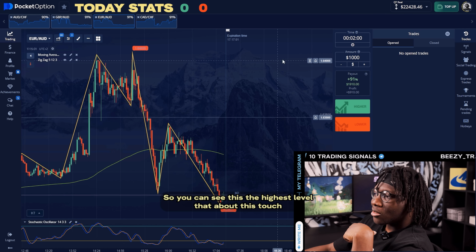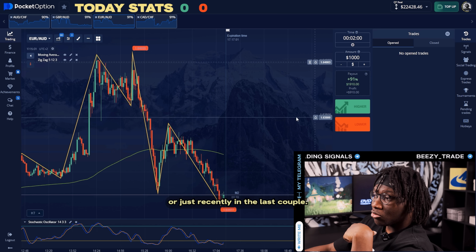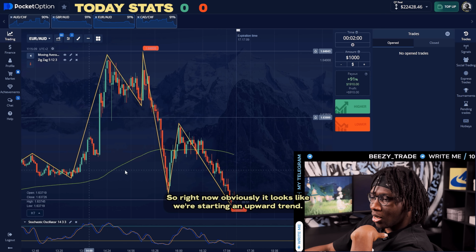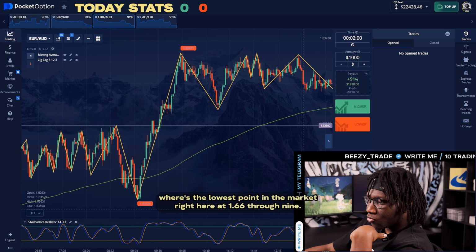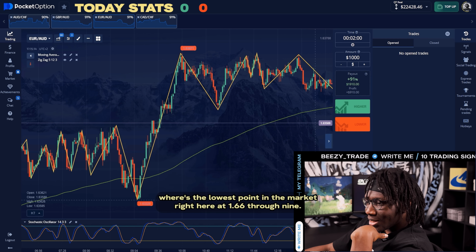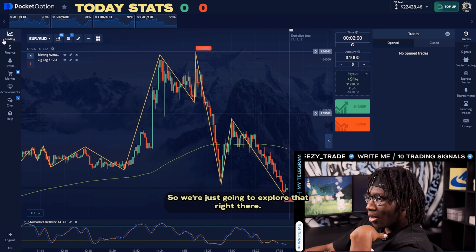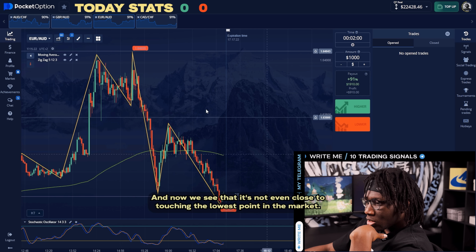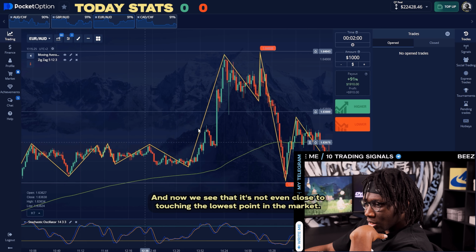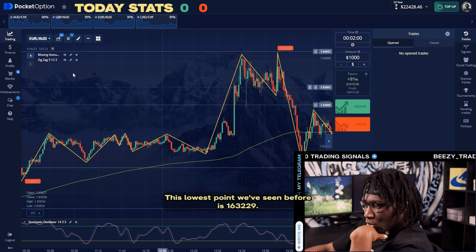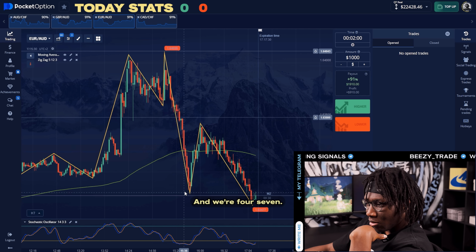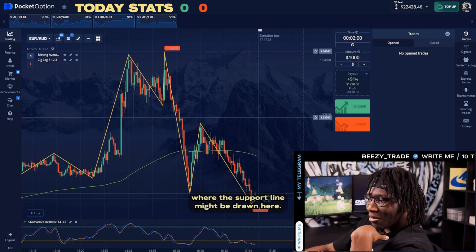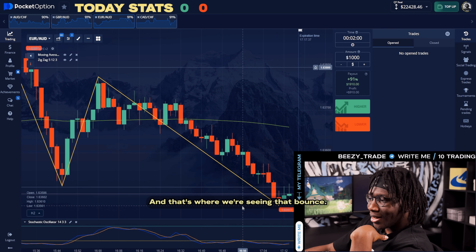And you can see this is the highest level that the market has touched before, just recently in the last couple. So right now, obviously, it looks like we're starting an upward trend. Now we're looking for where's the lowest point in the market, right here at 1.6629. So we're just going to draw that right there. And now we see that it's not even close to touching the lowest point in the market. Because the lowest point we've seen before is 163.229, and we're on 47 right here. But if we come closer, we might see a situation where the support line might be drawn here, and that's where we're seeing that bounce.